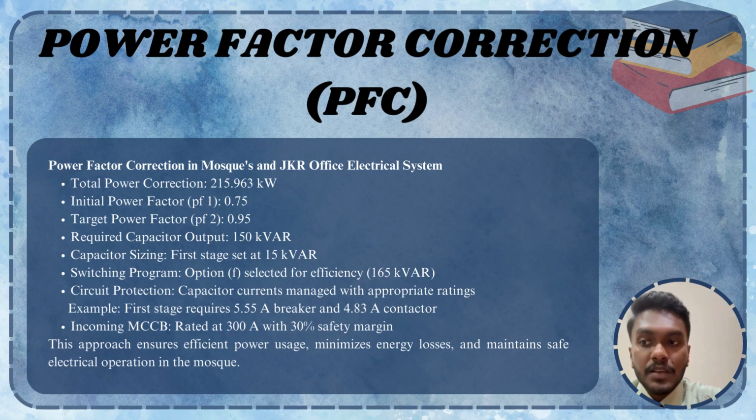safety. Step 7 is the incoming MCCB for the PFC board. Lastly, for incoming supply, an MCCB rated at 300 ampere is chosen after calculating the total capacitor current of 178.93 ampere, adding a 30% safety margin. This comprehensive approach ensures that the PFC system in the mosque and JKR office effectively improves the power efficiency, reduces the energy losses, and operates safely within the electrical distribution network.